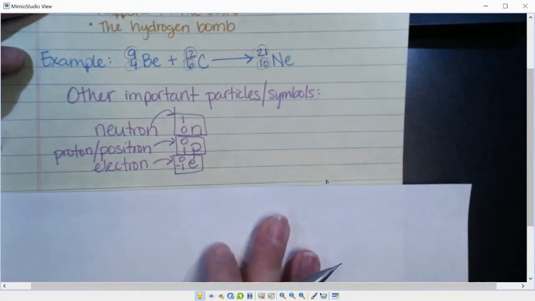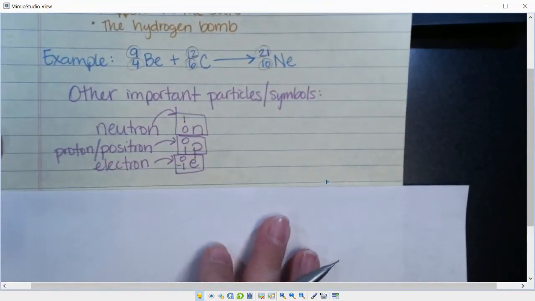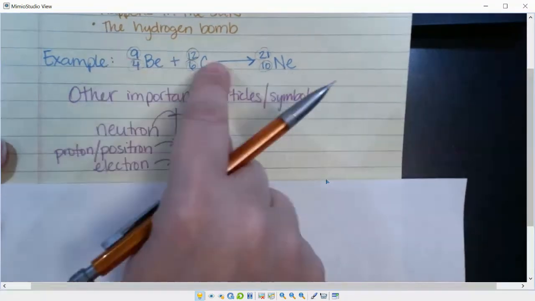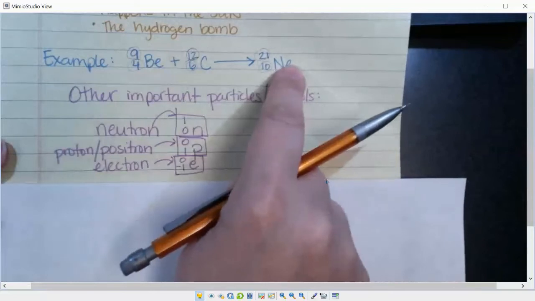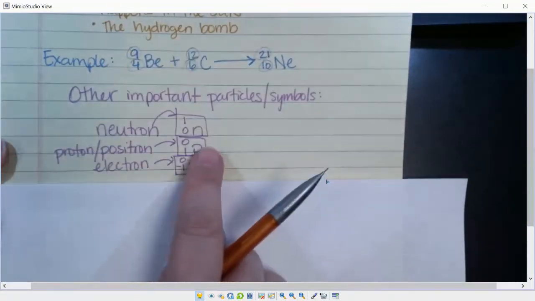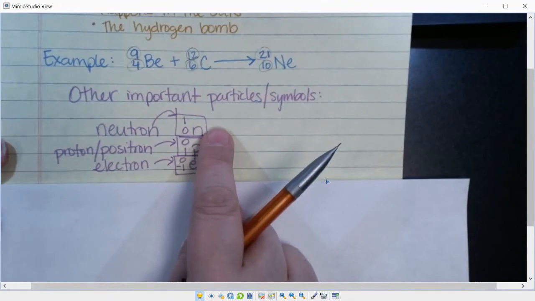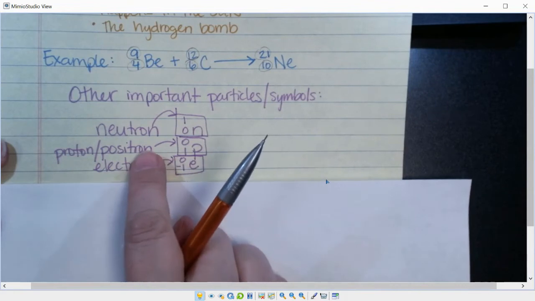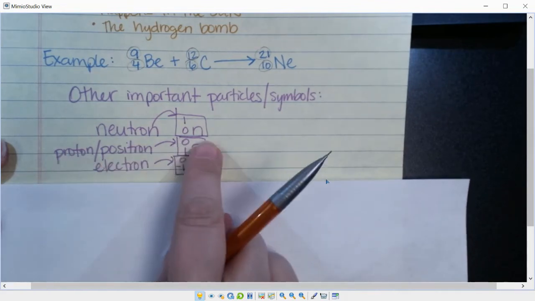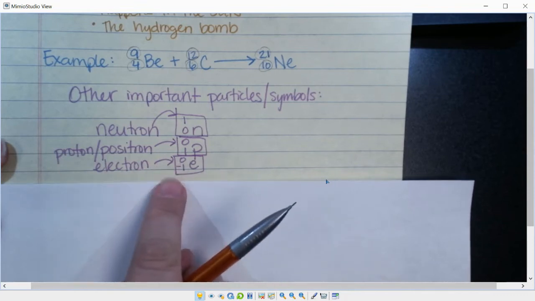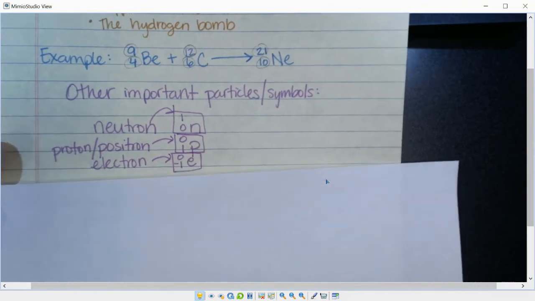A few other important particles and their symbols that might be useful when balancing nuclear equations, which is what this is. This is a nuclear equation, and we balance it to make sure that the numbers add up on either side. If you have to represent a neutron, we would do 1 over 0 n. If we had to represent something called a proton or a positron, 0 over 1 p. And again, an electron is 0 over -1 with an e.